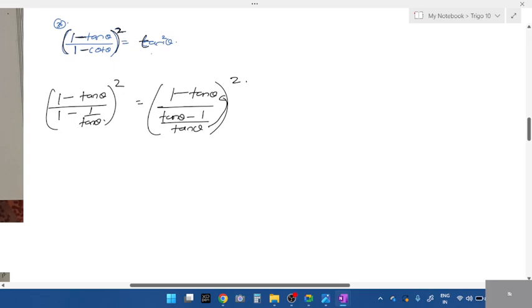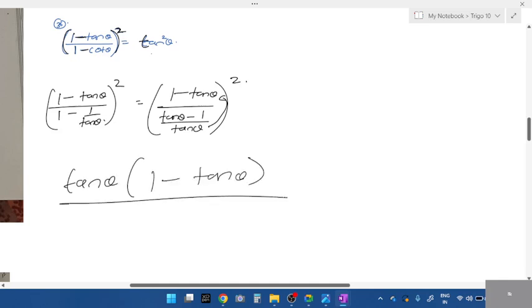Fine. On the right hand side we don't have any value. We have only tan square. So try to convert the denominator to cot. Use the reciprocal relation. Take LCM, you get this value. Shift tan to the numerator. You get tan theta into 1 minus tan theta divided by tan theta minus 1.